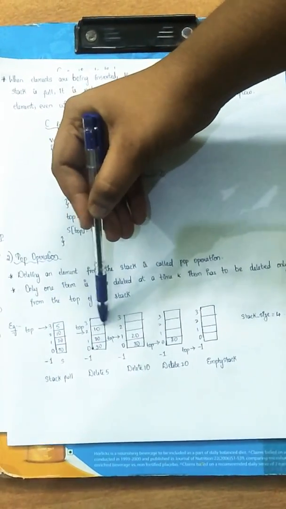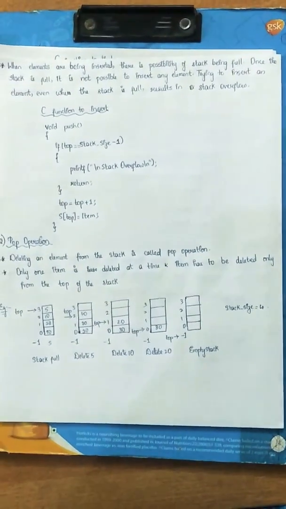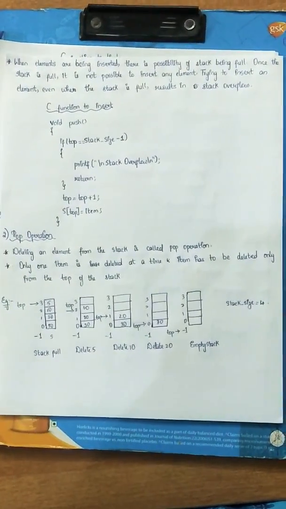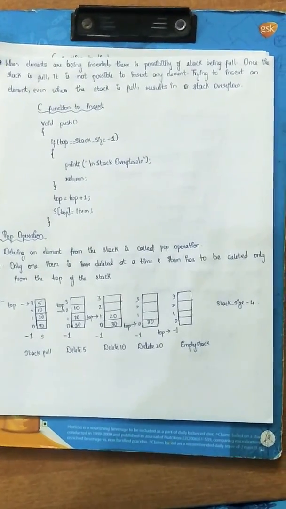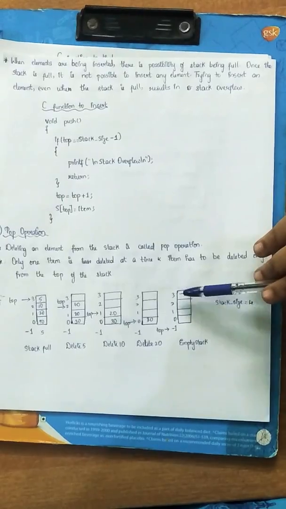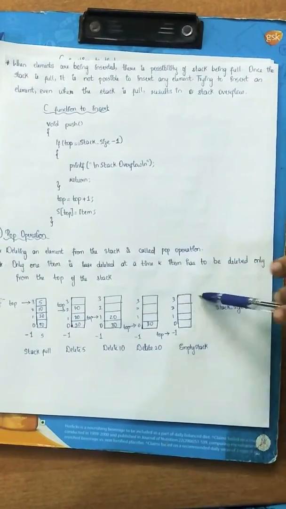So we delete 5, then 10 here. We must keep in mind that, as you observe carefully, for the push operation you increment the top, and for the pop operation you decrement the top. So here, now we come finally to a stage where the stack is empty.